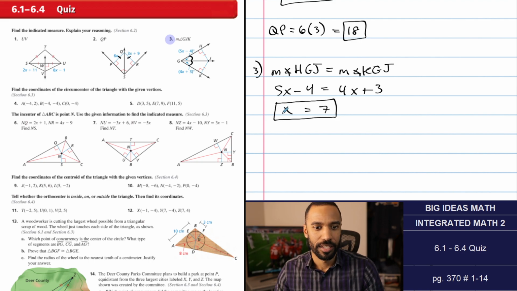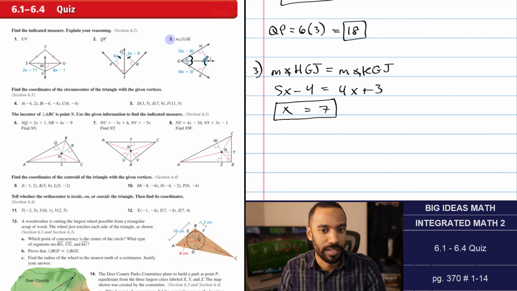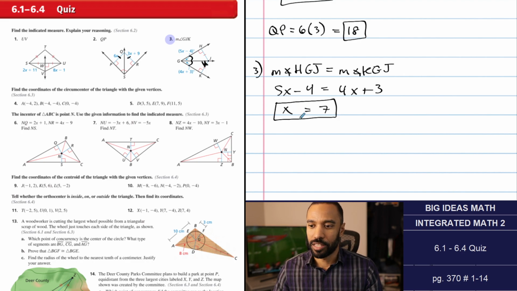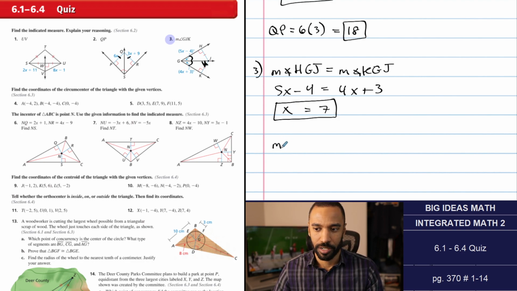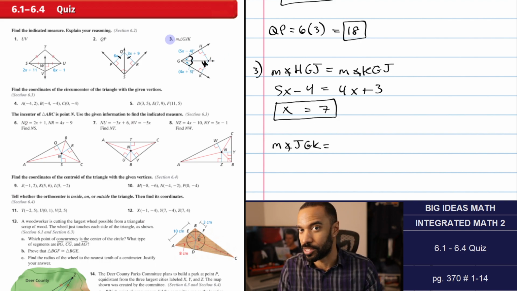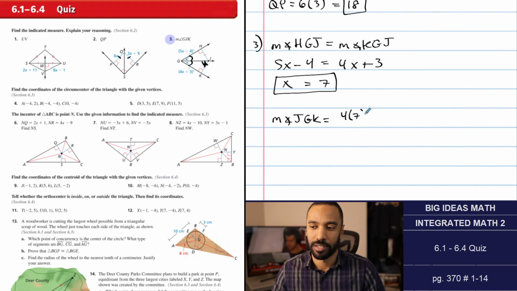Measure of angle GJK? Oh my goodness, they want this right here. I didn't even expect that. So measure of angle GJK, this is the one that's wanted eventually. This guy right there. So check this out. We're going to do a couple things. Let's first find the measure of angle JGK. Now this is one of the bisected angles, like this 4x plus 3 right here. This is not the requested angle. 4 times 7 plus 3, that's going to give you 31 degrees.